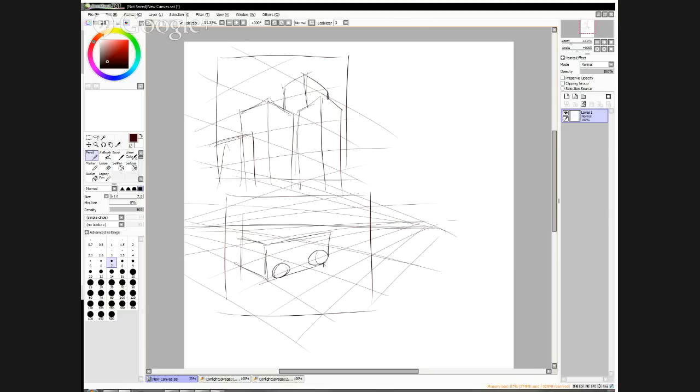Here, let's say I have a car, and I can have my characters standing and talking to each other using that perspective grid.